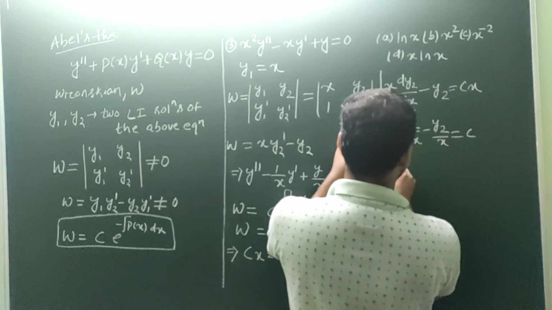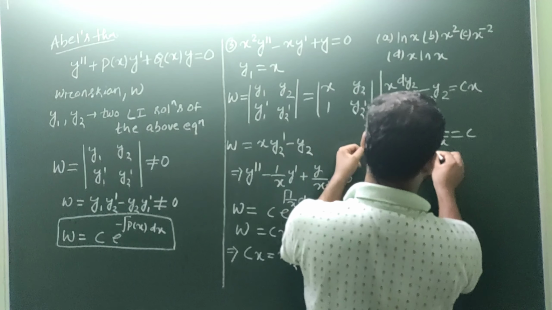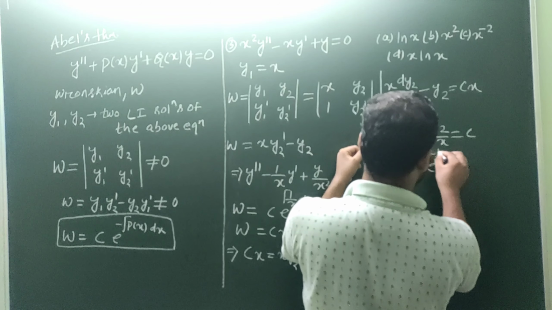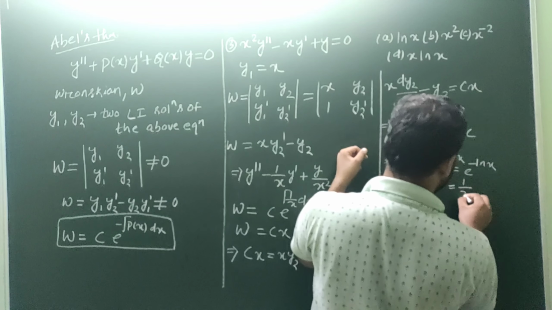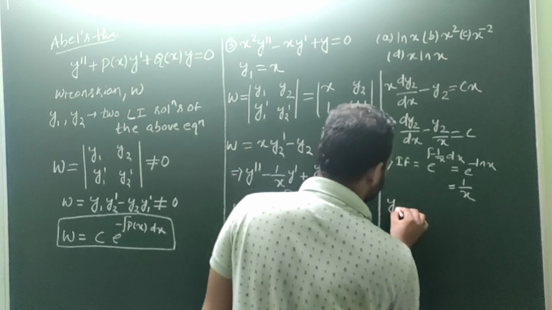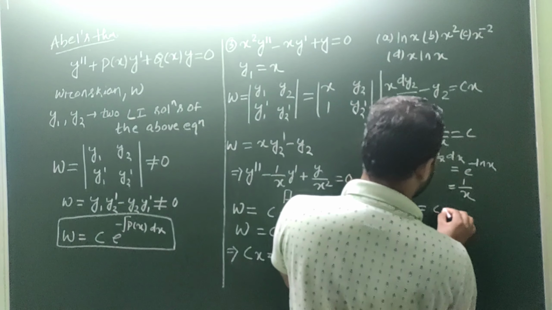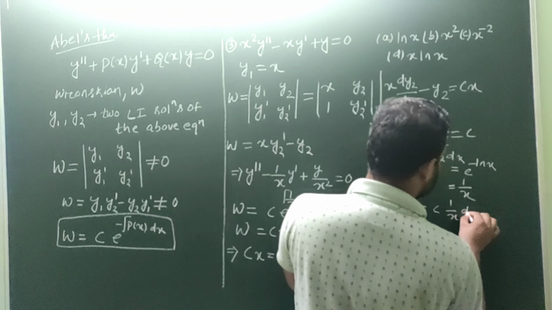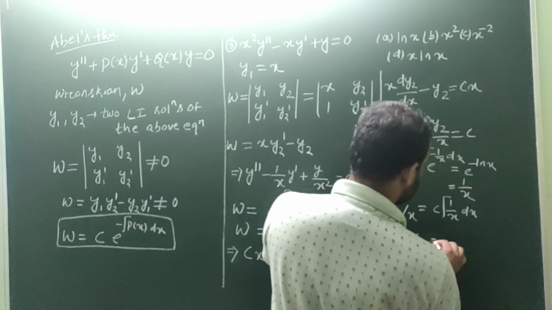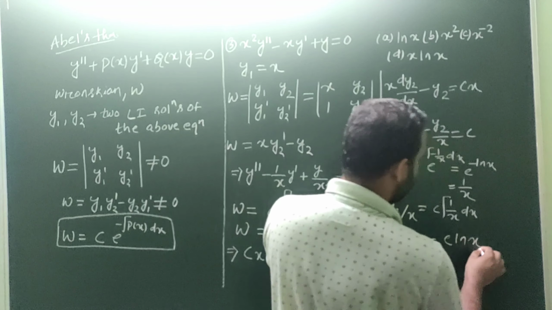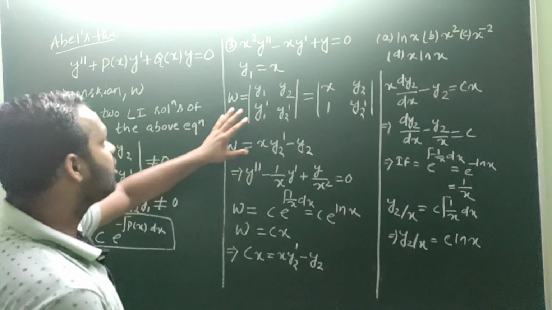How? Let's see. The integrating factor in this case will be e to the power integral of minus 1 by x dx. This will give you e to the power minus log x, and this is 1 by x. So you can simply write y2 divided by x is equal to C into integral of 1 by x dx, and this will give you y2 divided by x is equal to C into log x. We will neglect the arbitrary constant because he is asking for the linear independent solution.